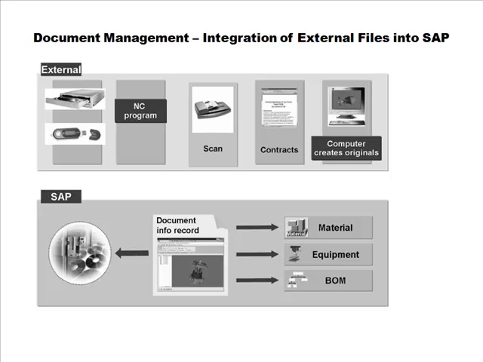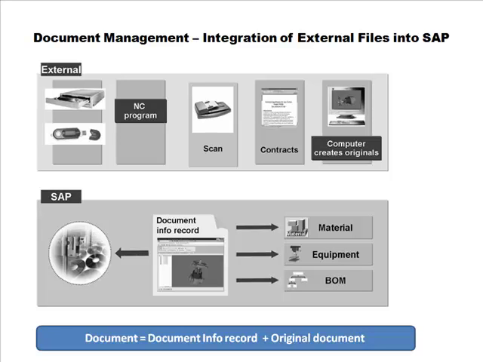Okay, from external systems, and you want to connect it to your SAP system, the main conduit for this connection is your document info record. The document info record is the one that has a linkage to the actual document, and it has all the information necessary about the actual document. It is the document info record that you will connect to various SAP objects like materials and anything. It doesn't matter. You can connect a document to any SAP object. Okay, so that's the idea.